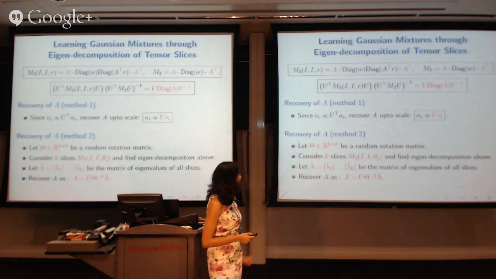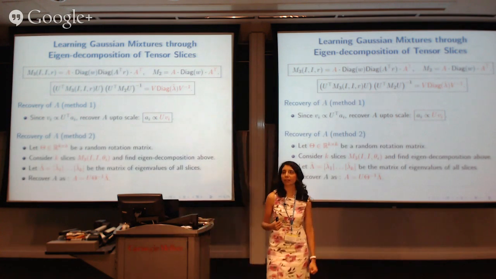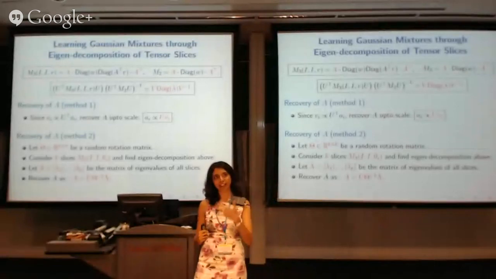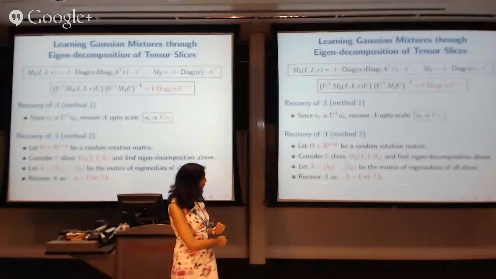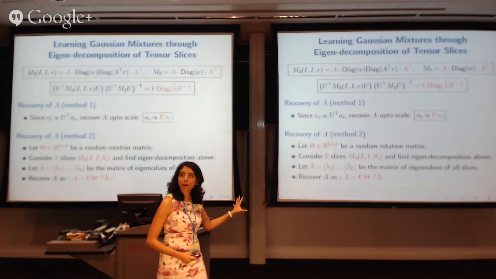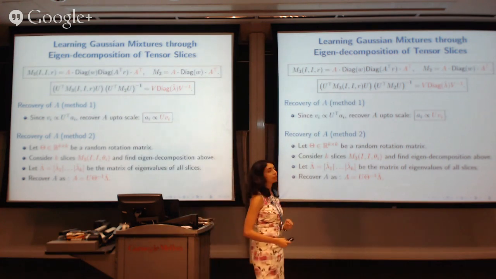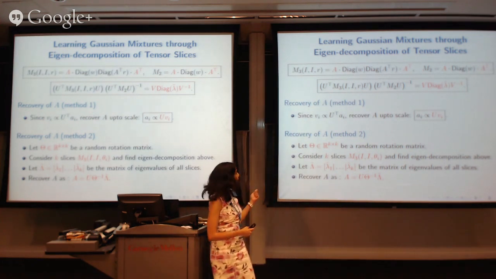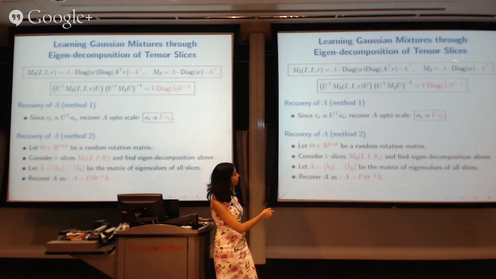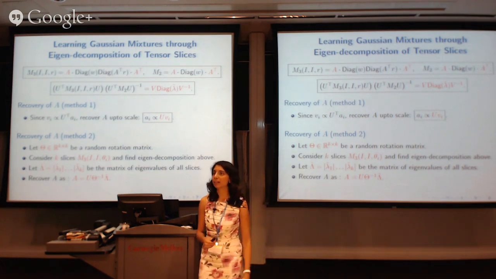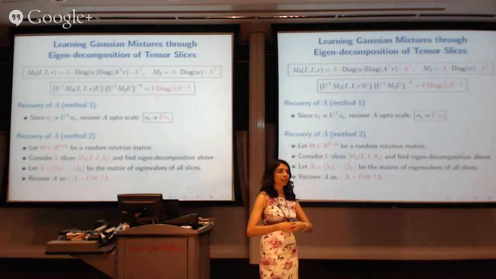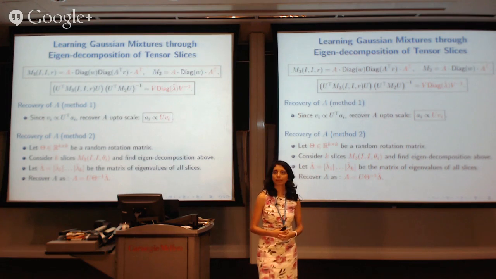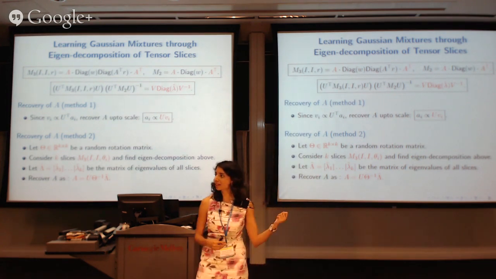If I also want the scale, it's a bit more involved. I won't describe it in too much detail here. You'd have to take many different slices, collect all these eigenvalues together, and compute this overall equation. So it's also possible to recover the scale, but let me not go into the detail of that here. The main message is that if I have a slice of my third order moment as well as my second order moment, by finding an eigen decomposition, I can recover the mean vectors as well as the weights. Any questions?